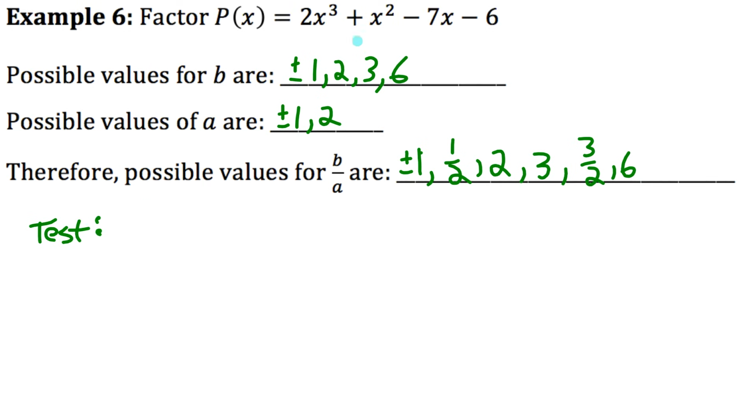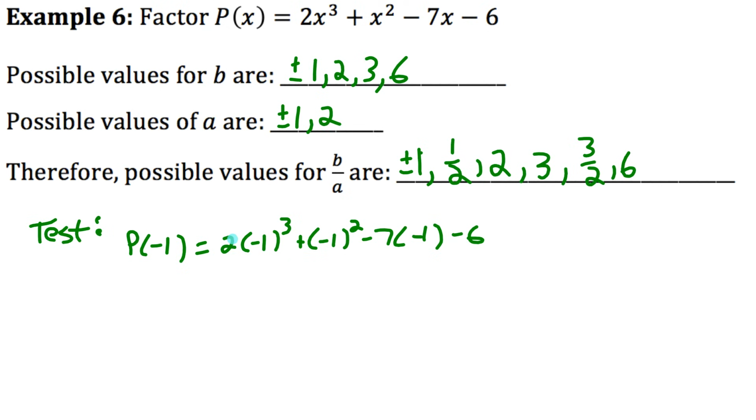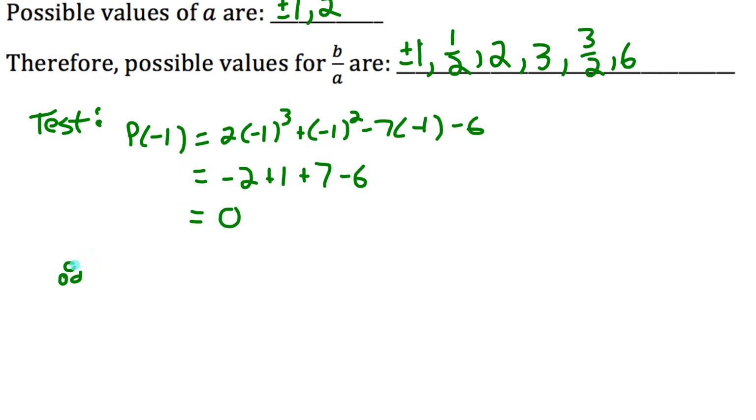So hopefully 1 works. Let's just try 1 first. 1 would not work. Maybe negative 1 would work. If I evaluate p at negative 1, does it work? Oh, I'd have 2 times negative 1 cubed plus negative 1 squared minus 7 times negative 1 minus 6. That would be negative 2 plus 1 plus 7 minus 6. Hey, that works. Negative 1 plus 7 minus 6, that's 0. So what does that tell me? Therefore, x plus 1 is a factor.